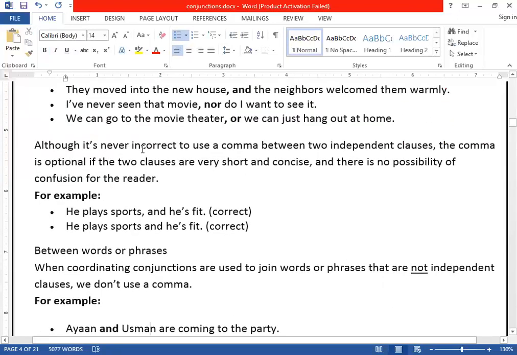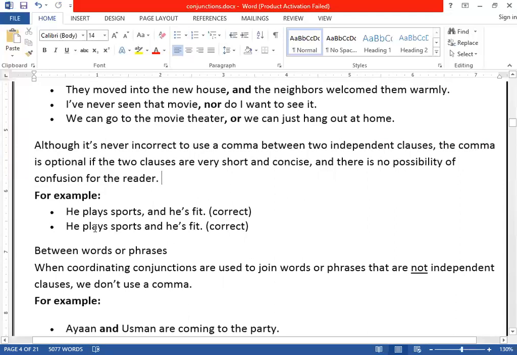Although it is never incorrect to use a comma between two independent clauses, the comma is optional if the two clauses are very short and concise. When you have two clauses and both of them are very short, clear? Then we do not use it. A comma is used before a coordinating conjunction when the clauses are longer. But if the two clauses are short, then we don't use it.